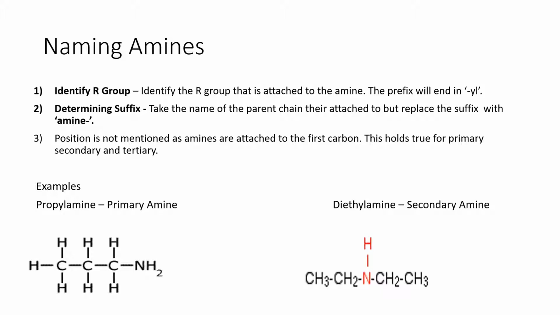When it comes to naming amines, it's fairly simple. You identify the R group attached to the amine, which is here, and that becomes your prefix. So in this case, it's propyl, and the suffix is amine. So in this case, it's propylamine.